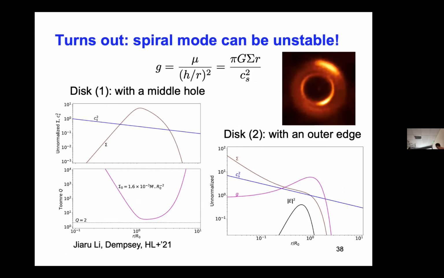So the bottom line is, so long as the G profile has a peak and has a broad width, and the peak is high enough, those kind of disc profiles would trap eccentric pressure modes and the spiral modes. And spiral modes under self-gravity become unstable.